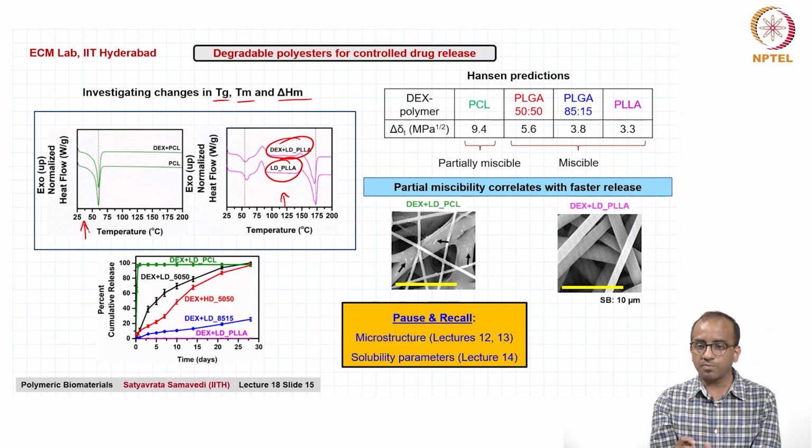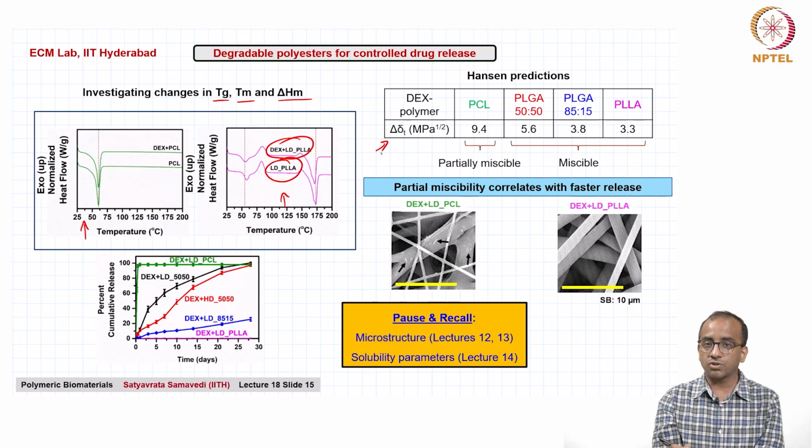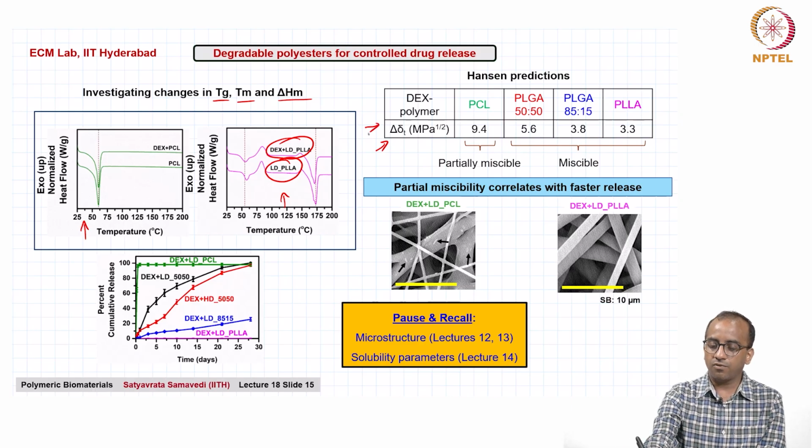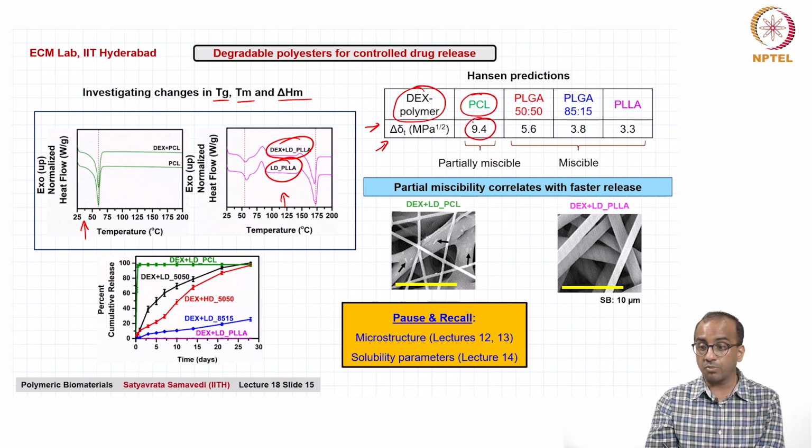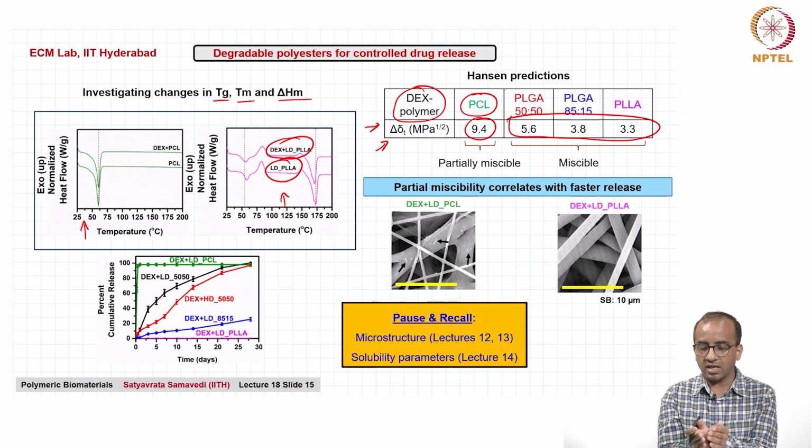These are also supported by investigation of Hansen solubility parameters, where we are showing here the difference in the Hansen solubility parameters for the DEX and the different polymers. When you take PCl and DEX, you see that the number is 9.4, but for all the others, PLGA 50/50, 85/15 and PLLA, the numbers are much lower, and typically numbers below 7 or so are considered miscible, and between 7 and 10 are typically considered partially miscible. So, the closer the Hansen solubility parameters are for the drug and the polymer, the more miscible they are.